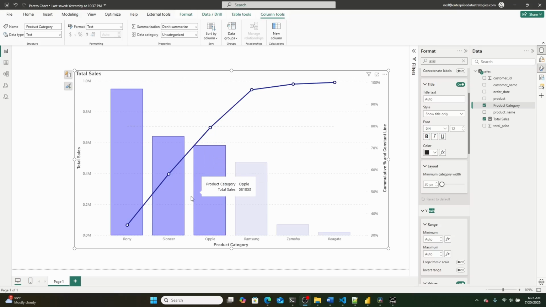First things first, off the bat, you'll see that it contains both bars and a line graph. The individual categorical totals, so in this case, electronics brands broken down by total sales, are put in descending order by the bars. The cumulative total of those bars is represented by the line. The goal is to highlight the most influential factors among a large set of other factors.